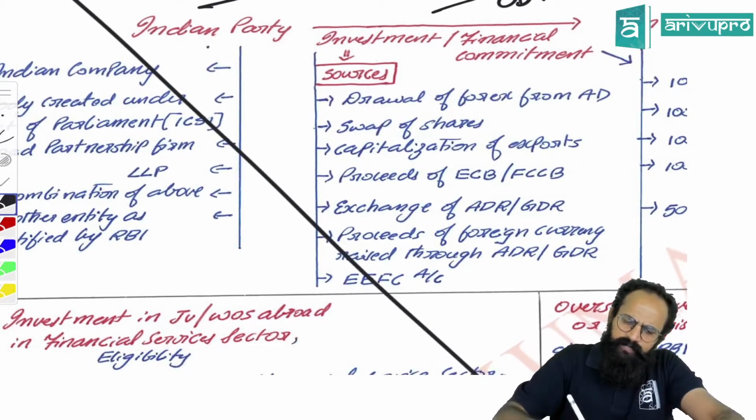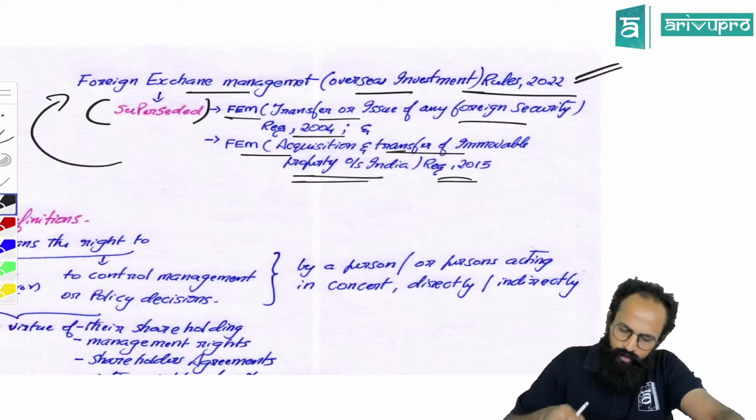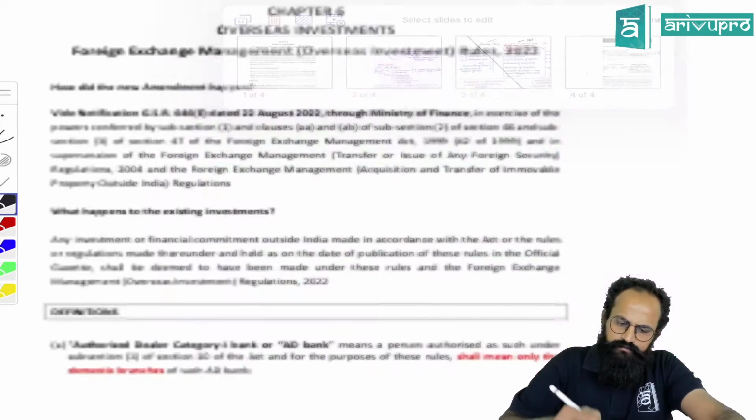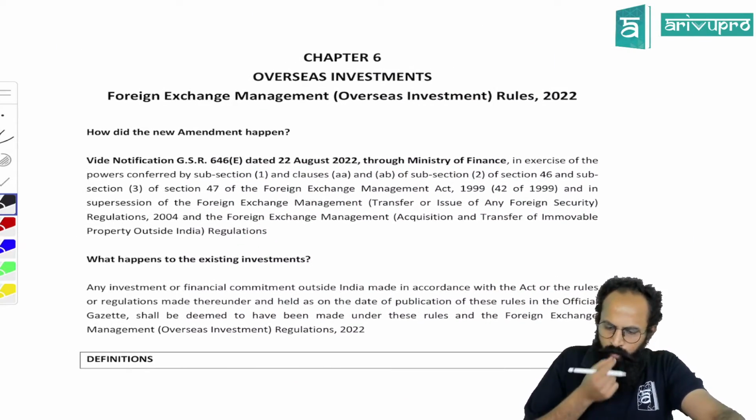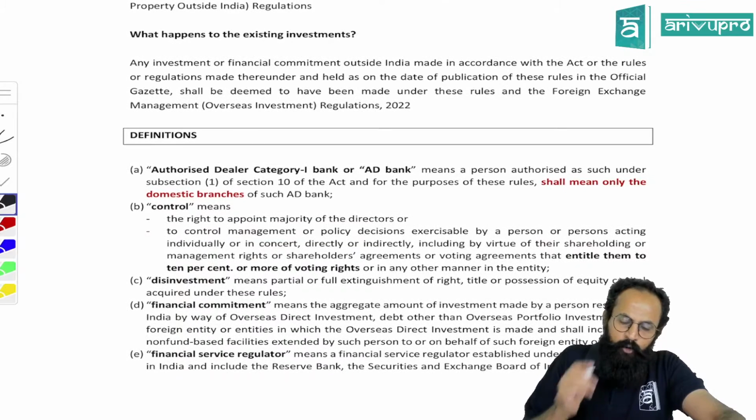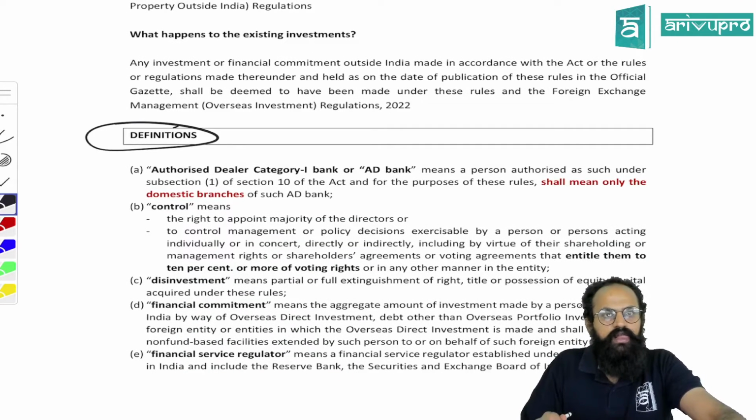So this was there. Now, what is the new thing we will see, people? Okay. Overseas investments. Now, people, if you look at your amendment, this definitions part is not there. A few parts of the definitions are there, and a few parts are not there.